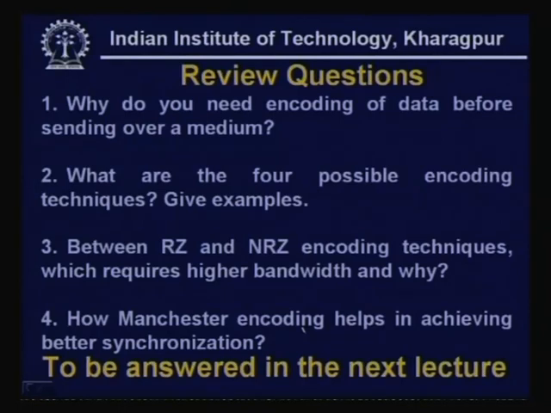So, in today's lecture we have discussed several schemes like NRZ, RZ and bipolar schemes, and here are some review questions. First question: why do you need encoding of data before sending over a medium? Second question: what are the 4 possible encoding techniques? Give examples. Third question: between RZ and NRZ encoding techniques, which requires higher bandwidth and why? Fourth question: how does Manchester encoding help in achieving better synchronization?